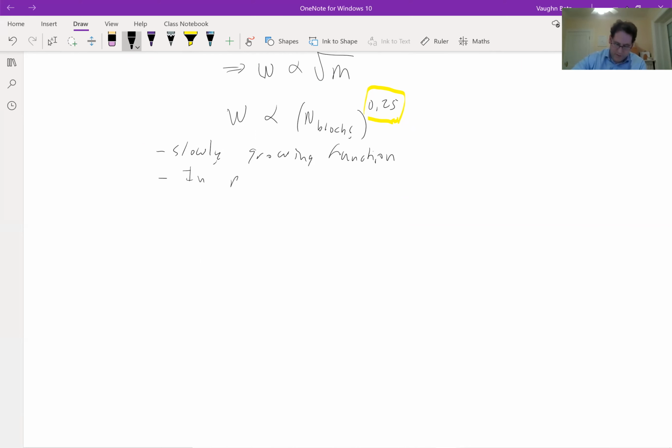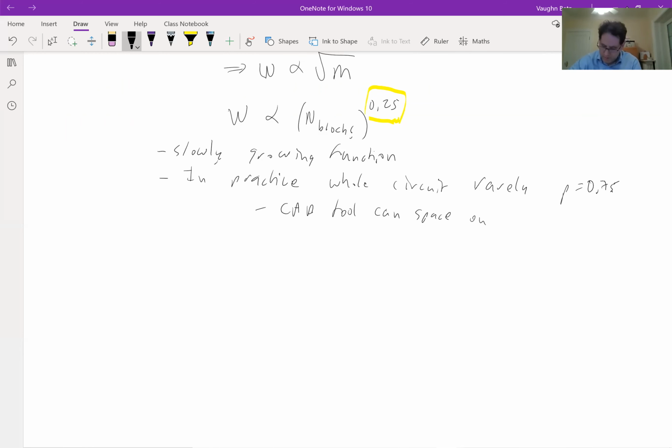And in practice, a rent exponent of 0.75 is pretty bad for the whole circuit. The whole circuit probably isn't a rent exponent of 0.75. So it's rarely rent exponent of 0.75. There might be parts of it, like the control logic parts that are. But if only parts of it have a rent exponent of 0.75, a CAD tool can space out only those parts. Which basically means you can mitigate this growth in channel width a bit more.